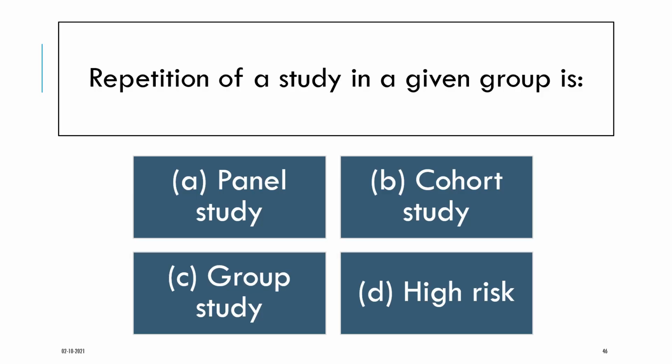Now, on the face of it, it seems like the answer will be cohort study, but actually the answer is panel study. This is a bit of an out of syllabus one. Let me explain why. Over here, the question hasn't really stated much. It's just said in a given group. Now, a repetition of a study in a given group is a panel study. We cannot call this a cohort study because in a cohort study, we have to select a cohort, like a group which has similar characteristics, but that has not been mentioned over here. So if you do see this question, just remember that the answer will be panel study.